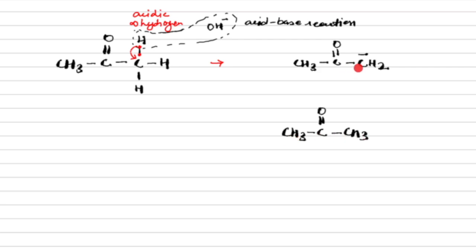This one has done the acid reaction, that's why it has become negative. This carbon negative charge will look for where the positive is. Is there anything which is electron deficient? Yes, these carbonyl carbons are electron deficient, so that's why they allow nucleophilic addition. This carbon from this molecule will get attached here. This is what we are calling nucleophilic addition.